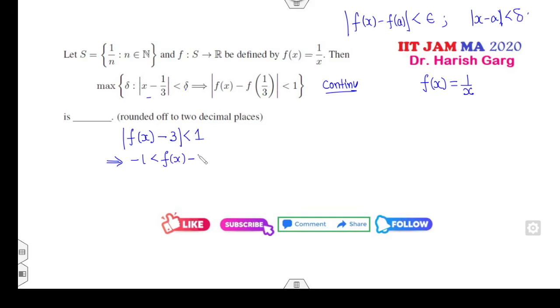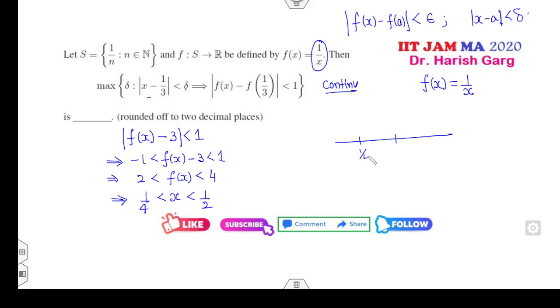fx minus 3 is less than 1, I can add 2 on both sides, that means fx lies between 2 to 4. Whenever fx lies between 2 to 4, my fx is 1 over x. So that means x lies between 1 over 4 to 1 over 2. This is my 1 over 4. This number is my 1 over 2. And my x minus a is my 1 over 3.